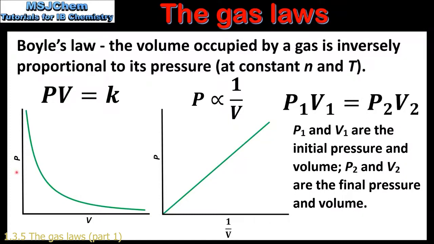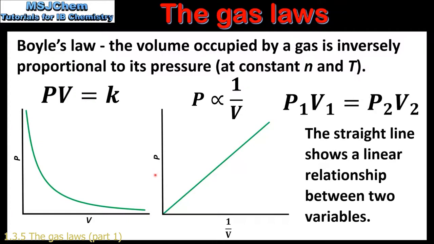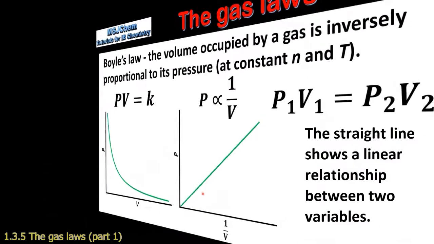Graphically, Boyle's law can be represented in two different ways. On the left, we have a graph of pressure against volume. From the graph, we can see that as the pressure decreases, the volume increases. On the right, we have a graph of pressure against 1 over volume. The straight line produced shows that pressure is directly proportional to 1 over volume.